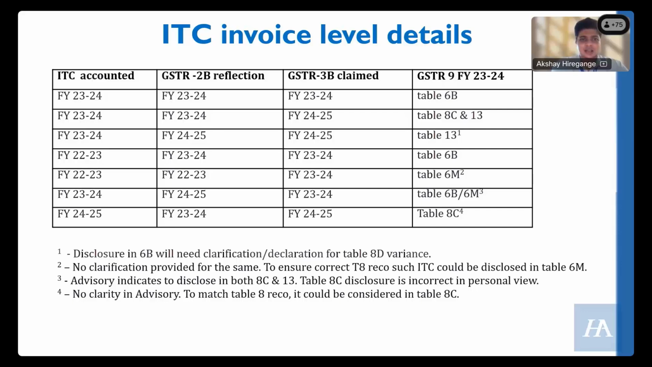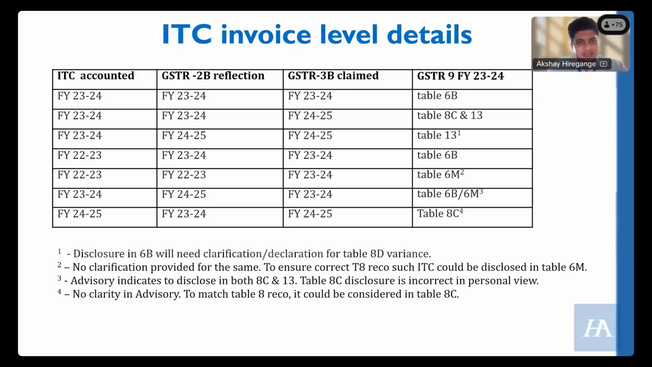And because it is there in 23-24 2B, it will also be disclosed in table 8C, because I need to match the reconciliation of 2B versus credit claimed. Because I will not be showing it in table 6B, it will not auto-populate there for reconciliation, so I need to consider in 8C for the disclosure.